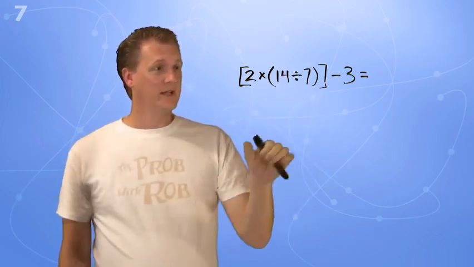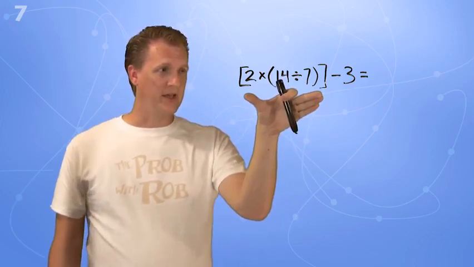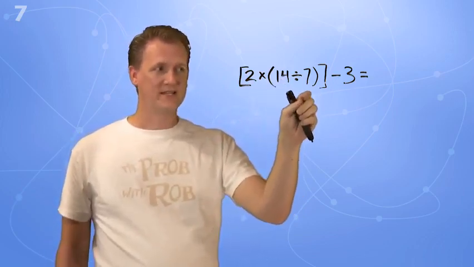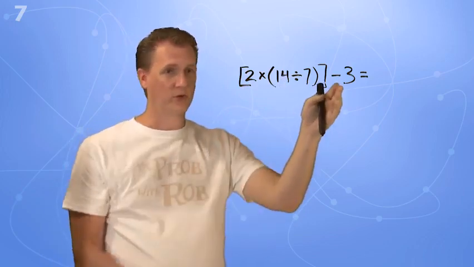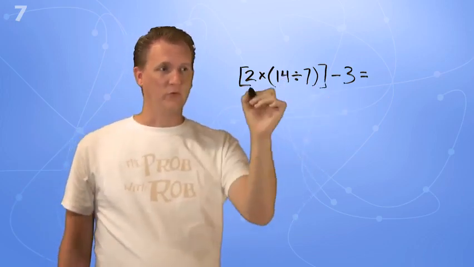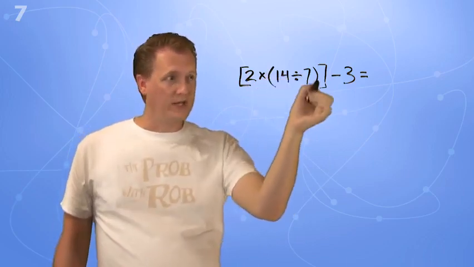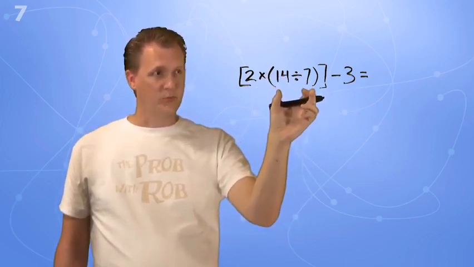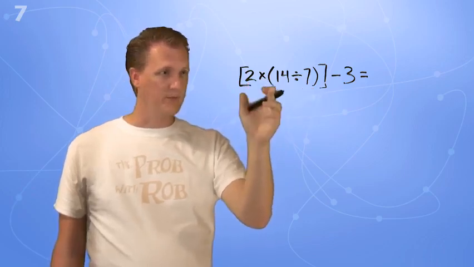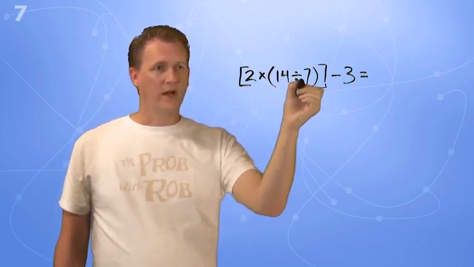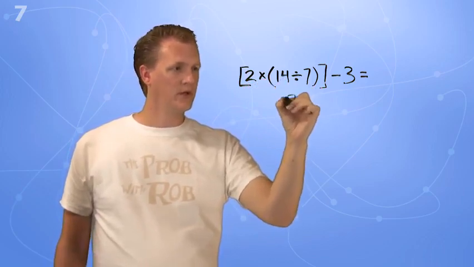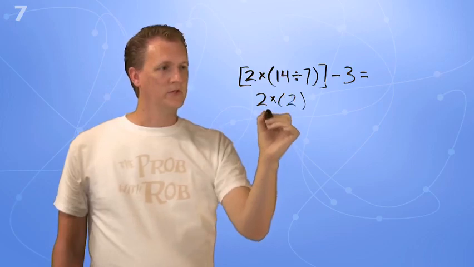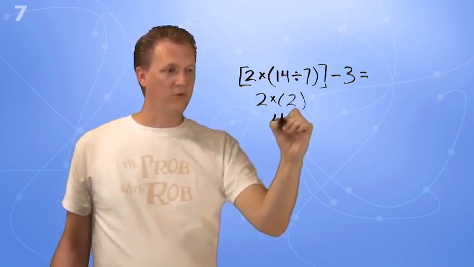Because watch this. If you do the brackets first, that means that you take this problem, 2 times the quantity of 14 divided by 7, and you do that first before you do the minus 3. And if you do that, 2 times the quantity of 14 divided by 7, that means that you do what's in these parentheses first before you do the 2 times. So 14 divided by 7 is 2. And we bring down that 2 times 2. So you have 2 times 2, that equals 4.